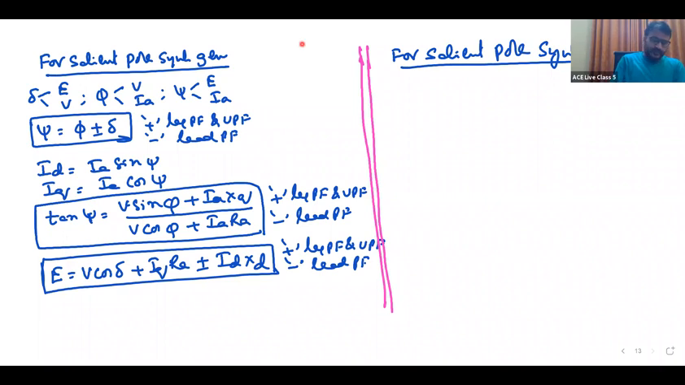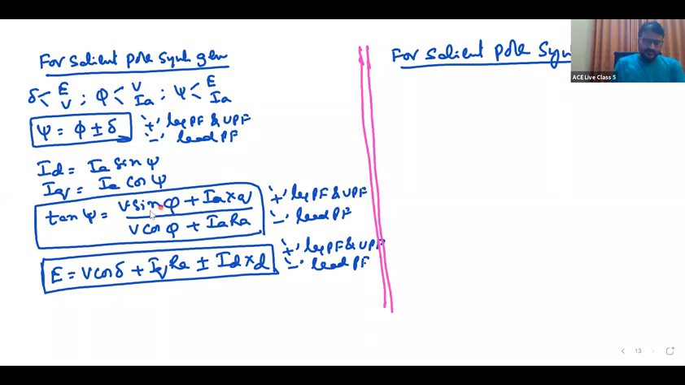Okay, dear students, delta is the angle between E and V. Motor also same. In the motor, what is delta? Back EMF EB and V. Phi is the same, the power factor. Psi is the angle between EB and IA. But psi is equal to phi minus delta for the motor, whereas for the alternator it is phi plus delta. Minus for lagging power factor, plus for leading and UPF. UPF always use plus, that's all. ID is the same, IQ is also the same.